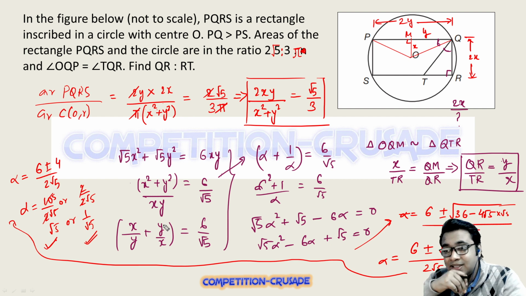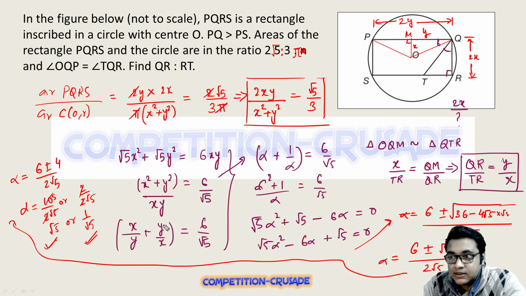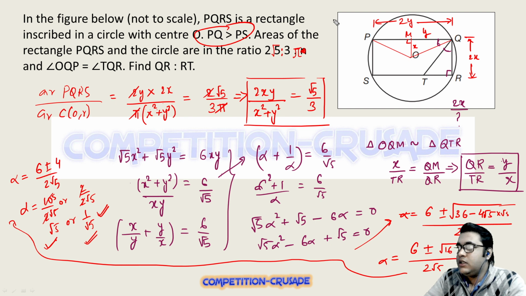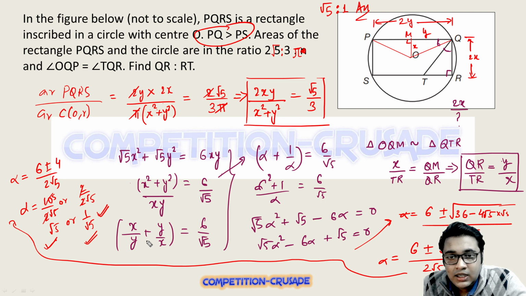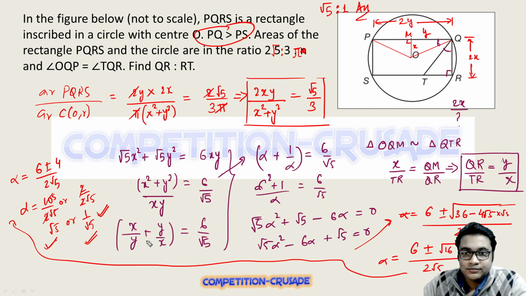You can be misled into thinking at this point that the answer is 1 upon root 5, which is not the case, because y has to be more than x. That is the criteria that is given over here. So the actual answer to this question is going to be root 5 is to 1. That is the answer. I hope I haven't made any mistake. So this is x upon y, that is y upon x. Yeah, that is completely fine. I have taken this as alpha, and this as 1 upon alpha. I hope that made sense.